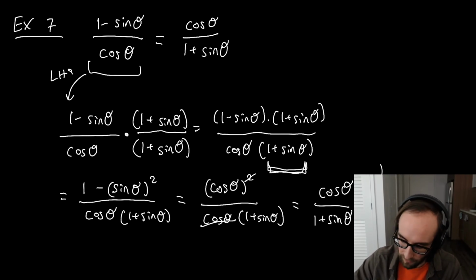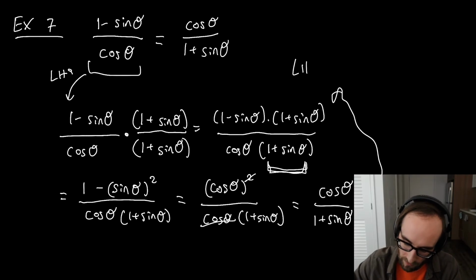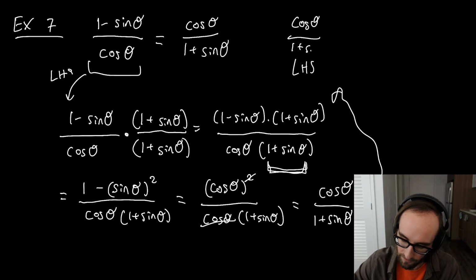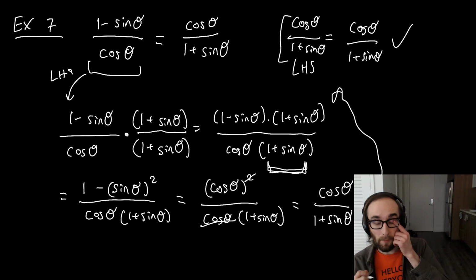Now we've proven that the left-hand side is equal to the right-hand side. This is what we ended up with for our left-hand side, and then the right-hand side, we just copy down from the beginning, 1 plus sine theta. And we're finished with that.